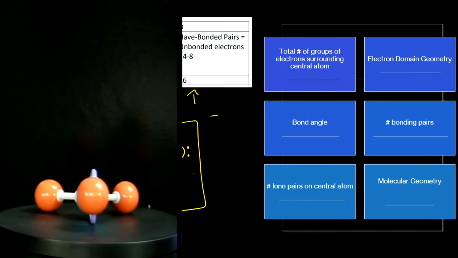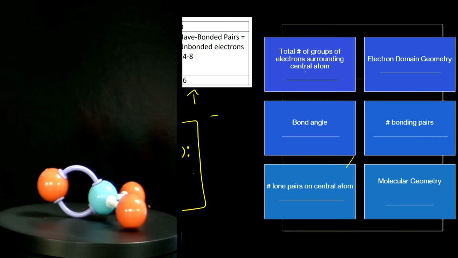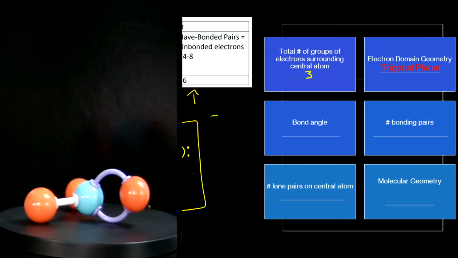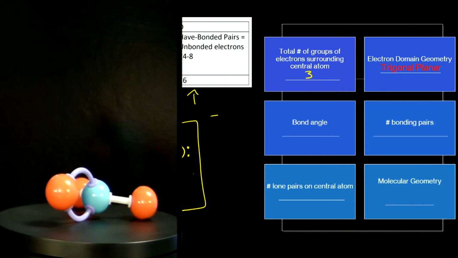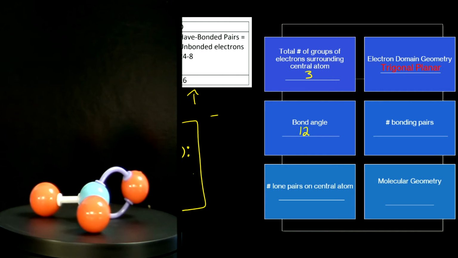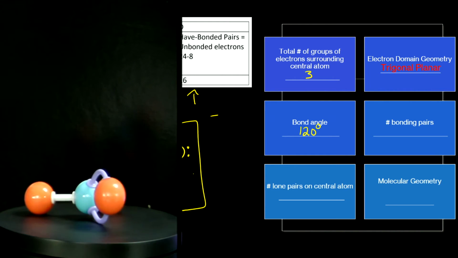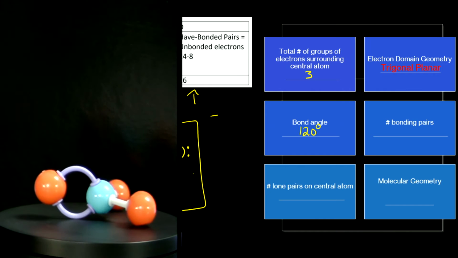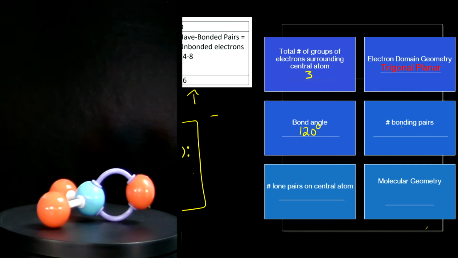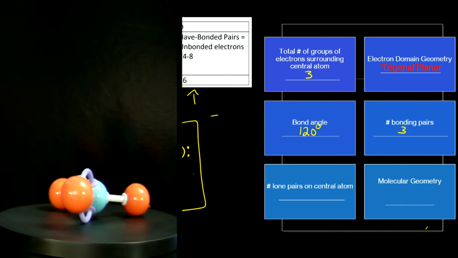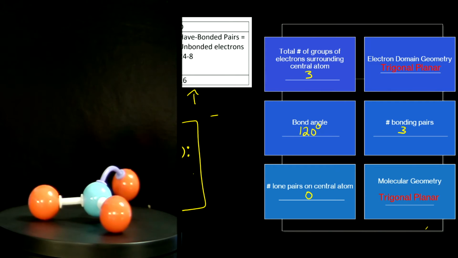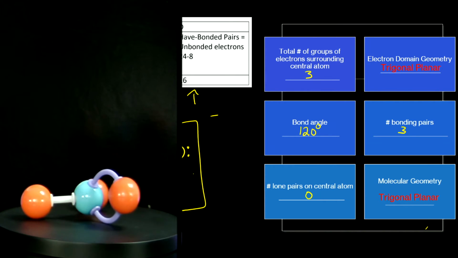So filling in our chart, we see that we have 3 groups of electrons that surround the central atom. Our electron domain geometry will be represented as trigonal planar. Our bond angle will be 120 degrees. If you take 360 and divide it by 3, that's where you get your 120. The number of bonding pairs will be 3. We have 0 lone pairs, so therefore our molecular geometry is going to be the same as our electron domain geometry.